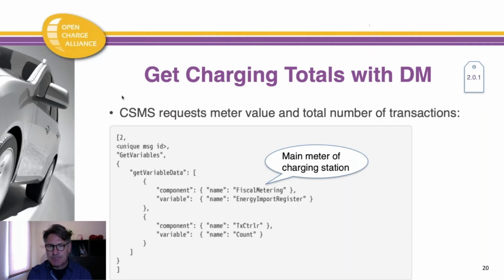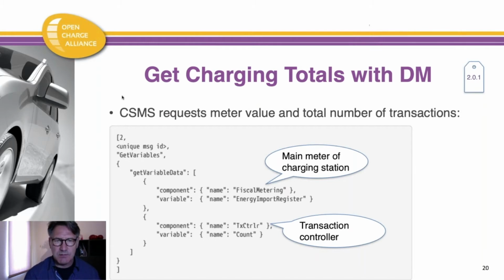And then there is also a component called the transaction controller. And from that controller, I want to have the variable count. You see that without any custom message, you will be able to get this information from the charging station. Assuming that the charging station has implemented the device model to such a detail that it populates the values for these variables.